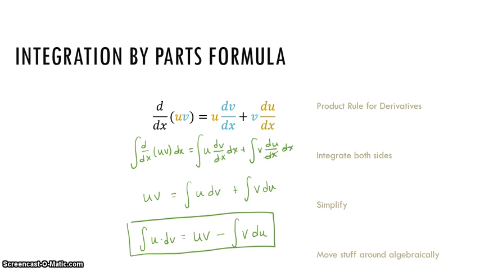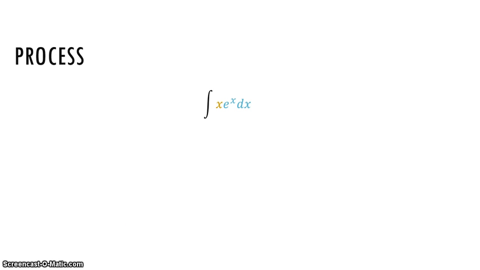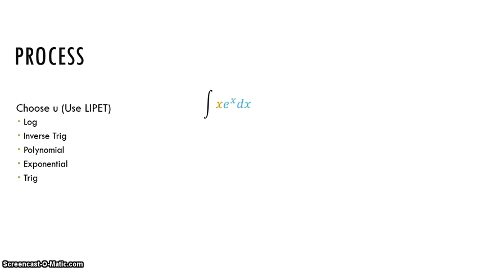We're going to do an example. The process you use for integration by parts is the first thing you want to do is figure out which part of your product is the U and which part is the dV. I like to organize my thought with a table. I'm going to have in my table U and dV.